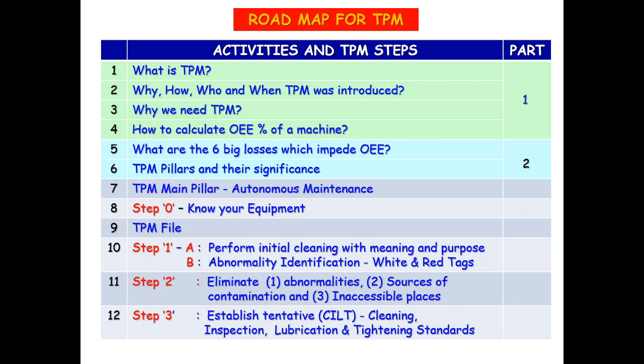This is the roadmap, steps and activities to be carried out for implementing TPM. Part 1 highlights what is TPM, how to calculate OEE percentage. Part 2 speaks about TPM main pillar autonomous maintenance. Part 3 is step 1A, how to perform initial cleaning with meaning. Part 4 is about step 1B, that is abnormality identification, white and red tags. And step 2, how to eliminate abnormalities, sources of contamination and inaccessible places. And step 3, how to establish tentative standards for cleaning, inspection and lubrication and retightening.